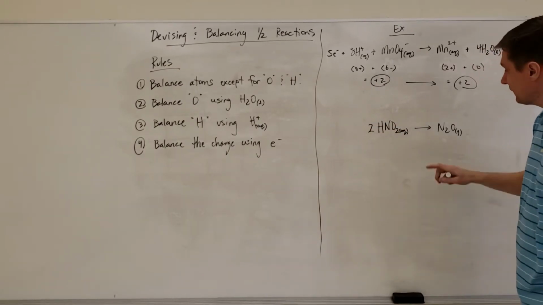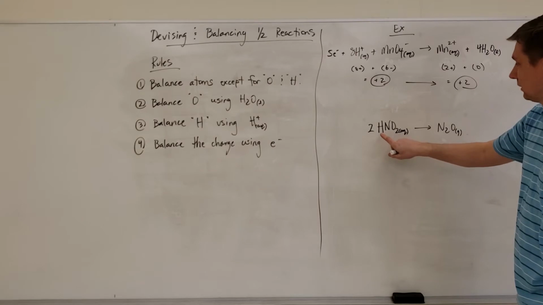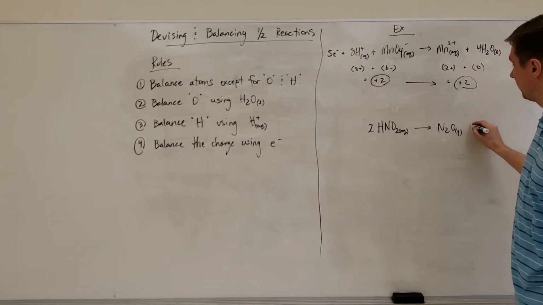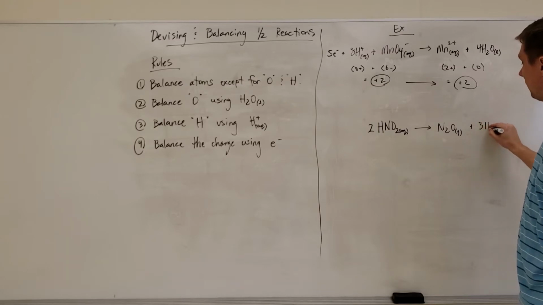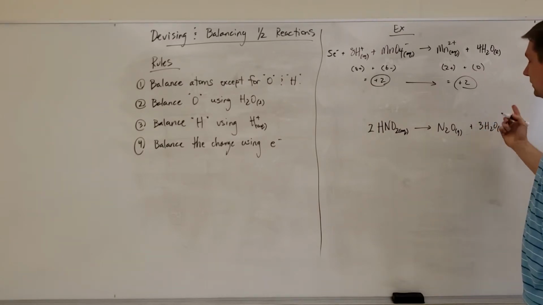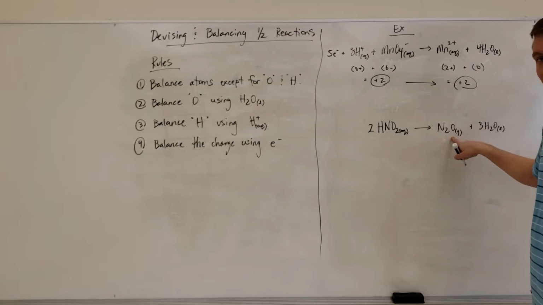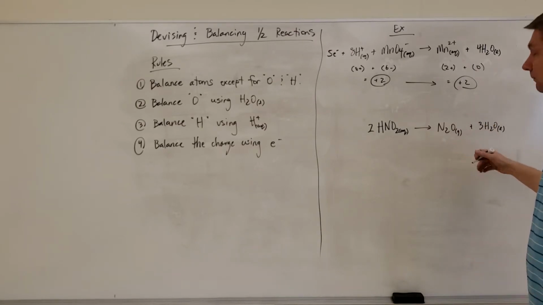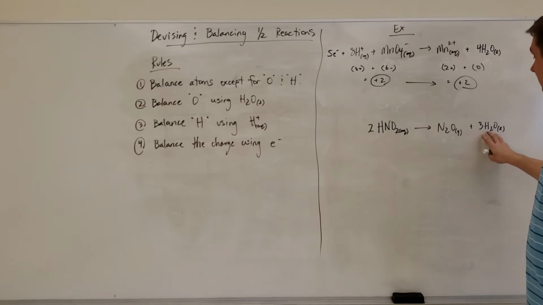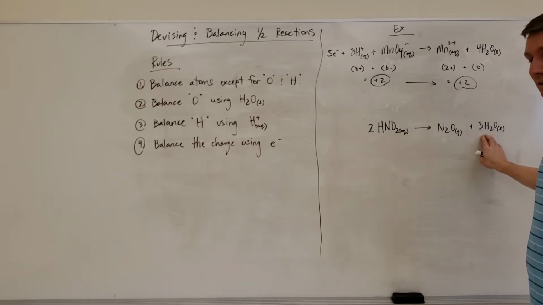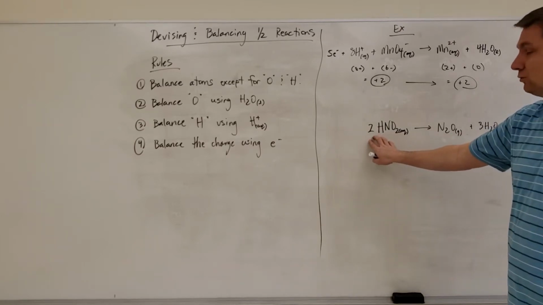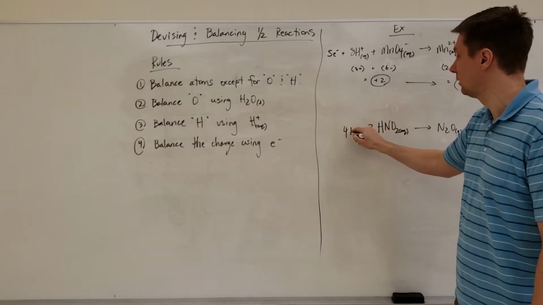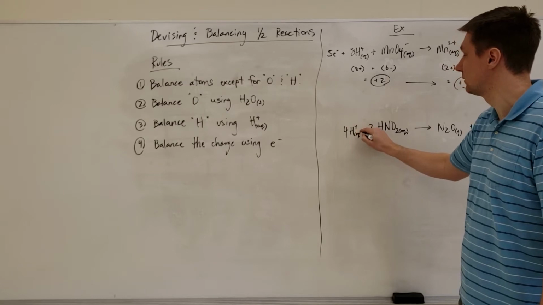Then over here, I'm going to look at my oxygens. I've got 4 oxygens, so I'm going to put 3 waters on this side. The reason I put 3 is because I already have 1 oxygen over here to accumulate up to 4, so that's balanced. Now I look at my hydrogens. I've got 6 on this side, and I have 2 on this side, which means I only need to add 4 more H pluses.